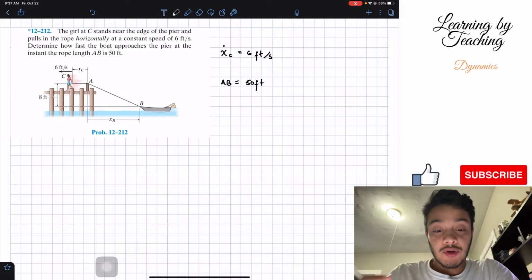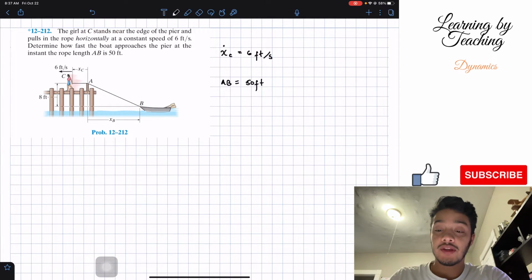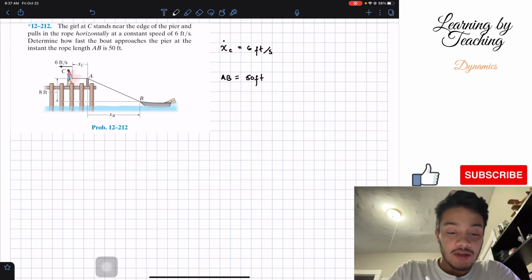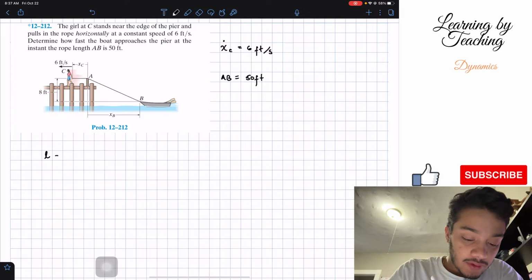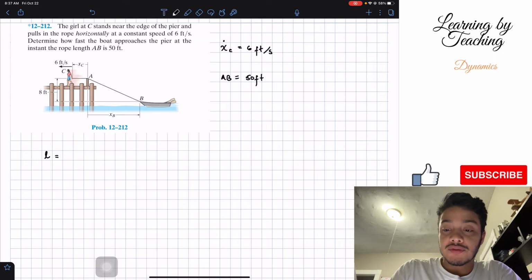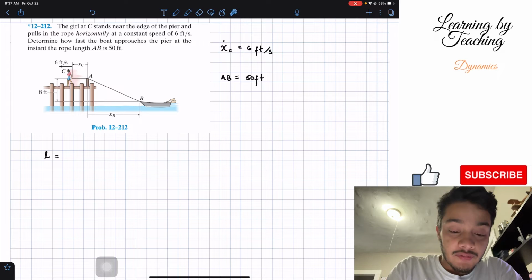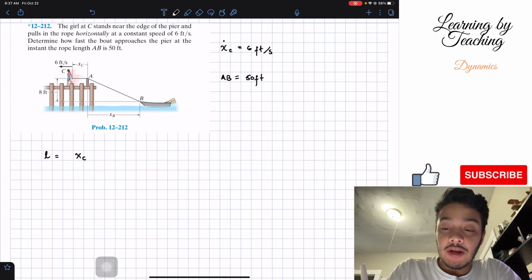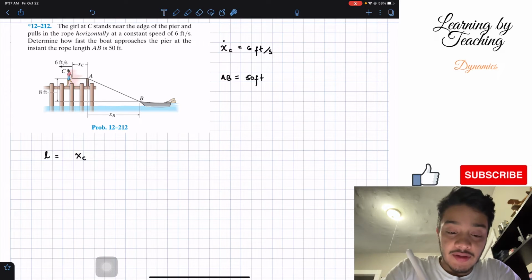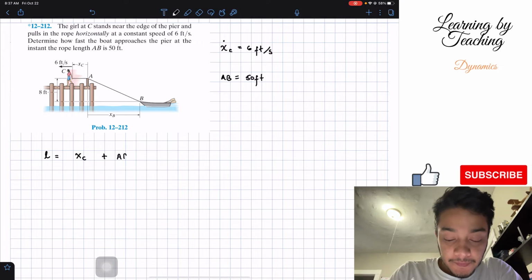Now, after having our givens, let's write an equation for the total length of this rope. We're going to have L, our length, equal to what? Well, we have the length from point C to my point A, so XC that the problem has given, and we also have the length from A to B. So we have plus AB.